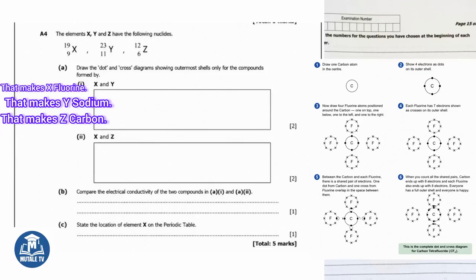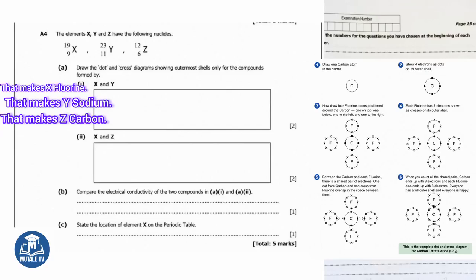Now let me explain how to draw this clearly. Draw 1 carbon atom in the center. Show 4 electrons as dots on its outer shell. Now draw 4 fluorine atoms positioned around the carbon, 1 on top, 1 below, 1 to the left, and 1 to the right. Each fluorine has 7 electrons shown as crosses on its outer shell.